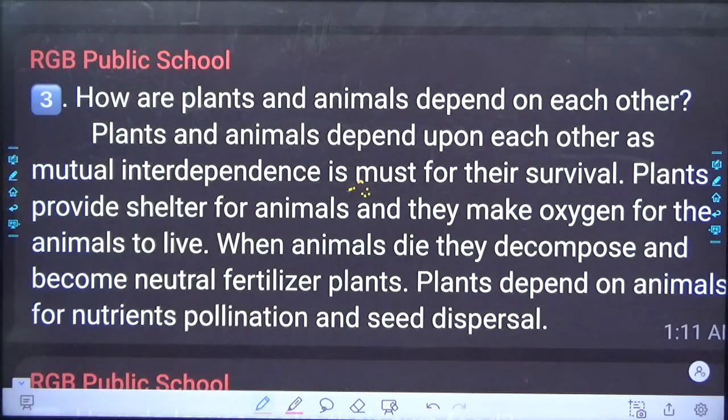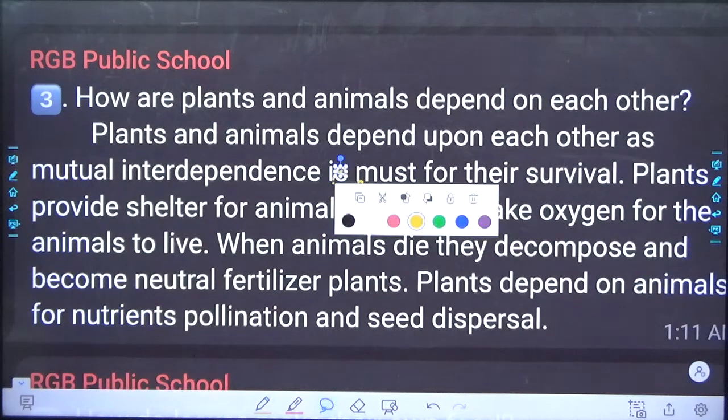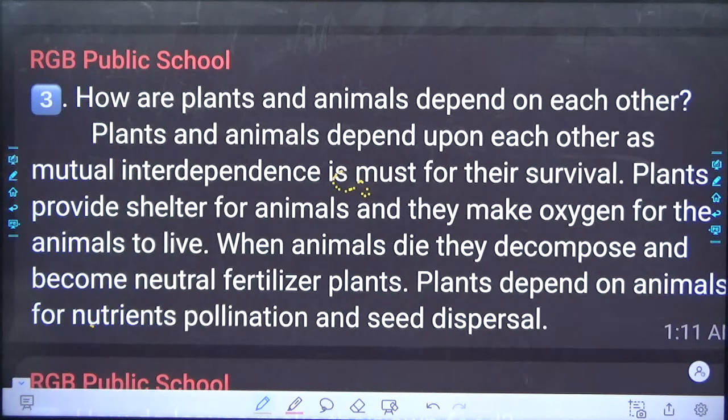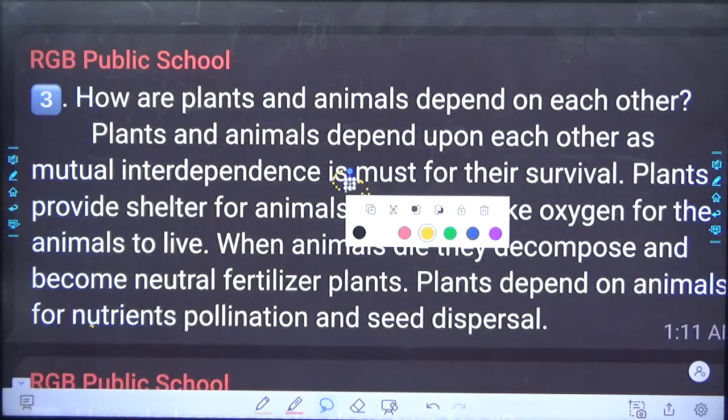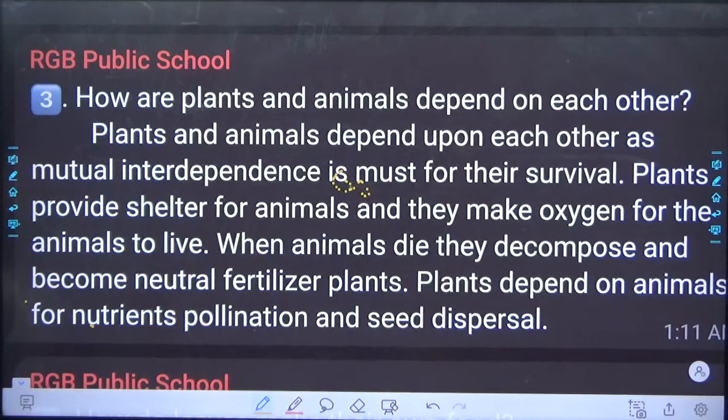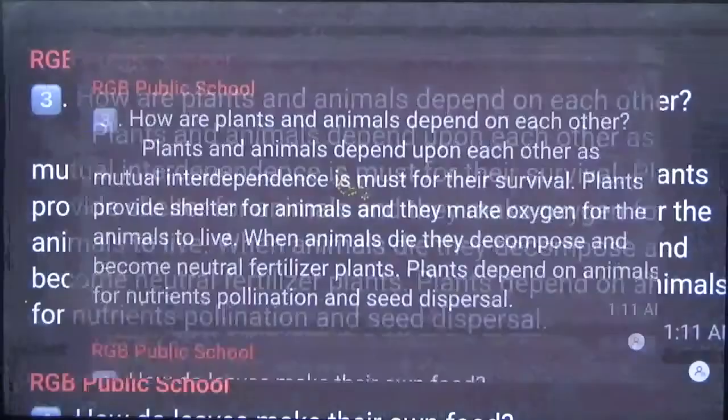When animals die, they decompose and become natural fertilizer. Plants depend on animals for nutrients, pollination and seed dispersal.